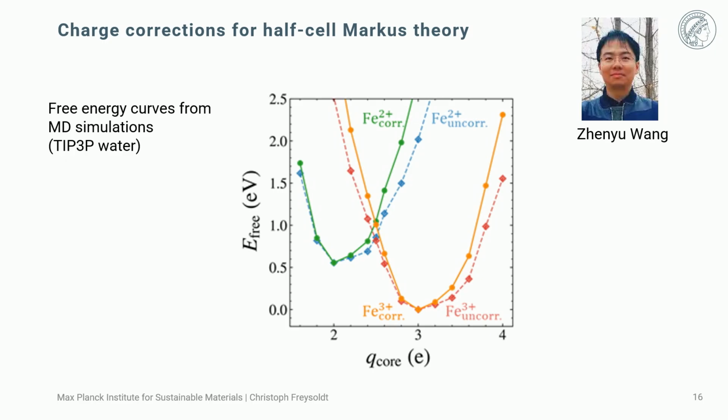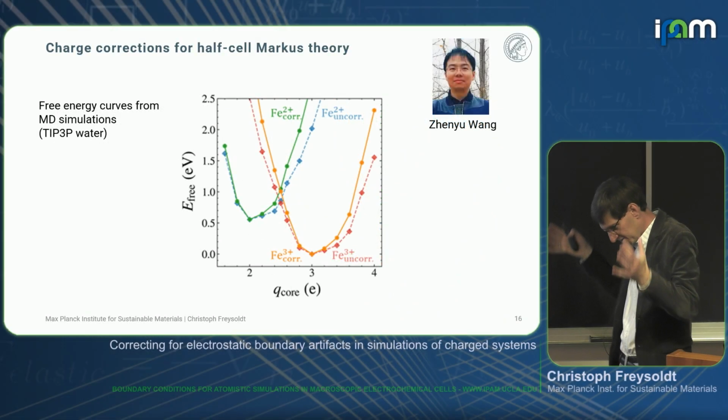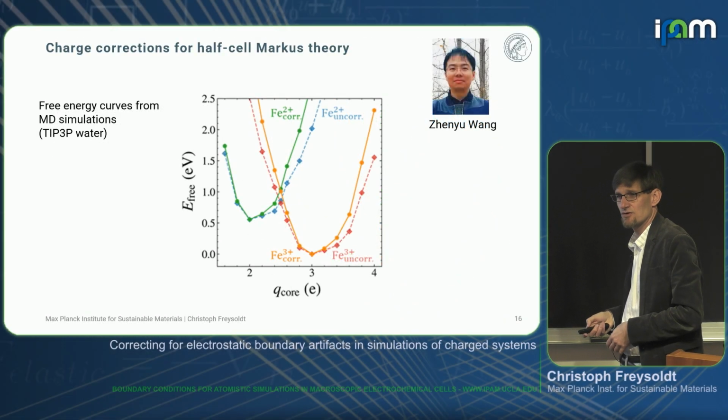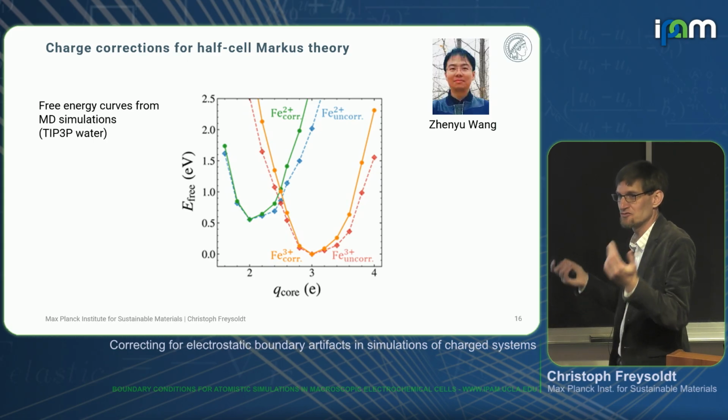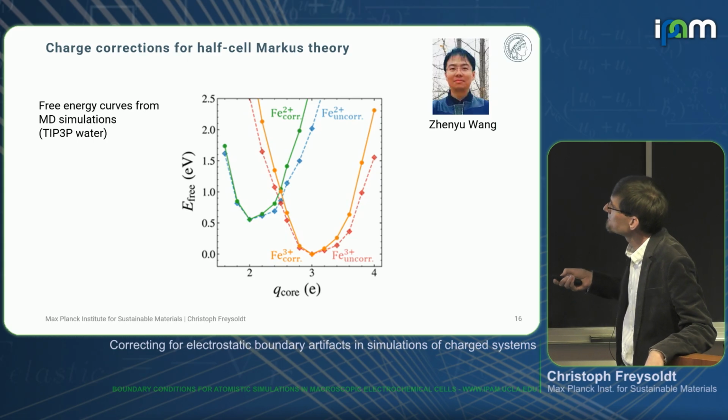the arXiv version, where Zhen Yu did a similar kind of thinking, except that this is now the free energy curves from MD simulations, including water, for iron atoms at different charge states in order to determine the Marcus barrier. And he used finite supercells, not so small. I think it was on the order of 30 by 30 by 30 angstroms. So not something that we would usually consider a very small cell. But even here, you see a very, very noticeable impact of the charge corrections.